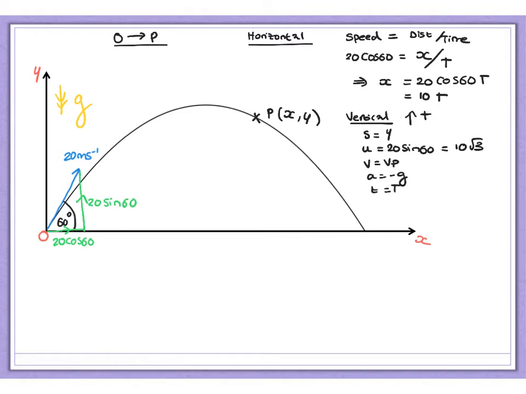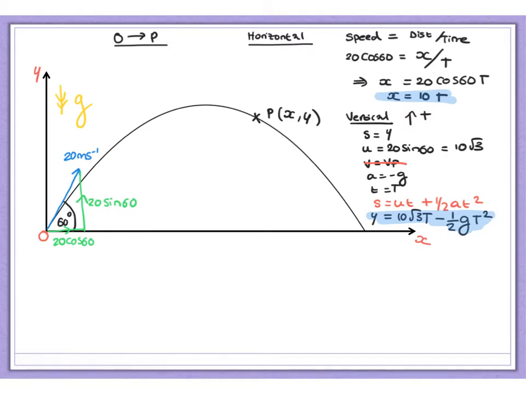So again, this is becoming very familiar. We want to use the suvat equation, s equals ut plus a half at squared. And substituting into this, we have y is equal to 10 root 3 multiplied by t minus 4.9, or minus a half g, we can write it as that, t squared. So we have an equation for x up here, and we have an equation for y over here, both in terms of the parameter t.